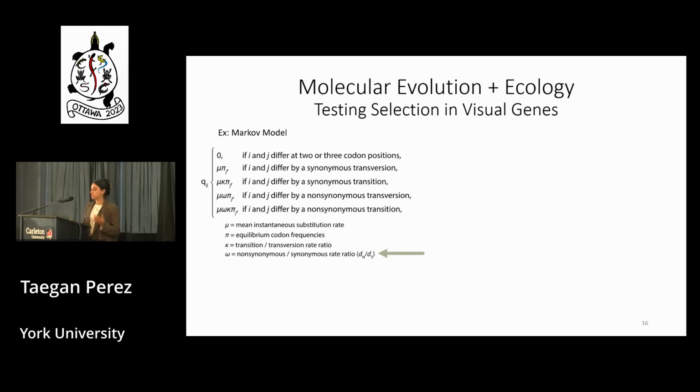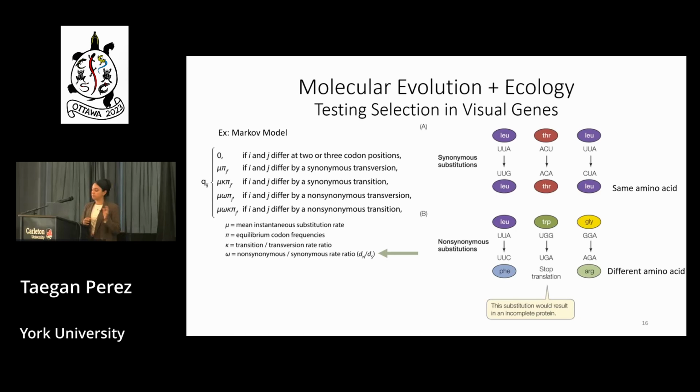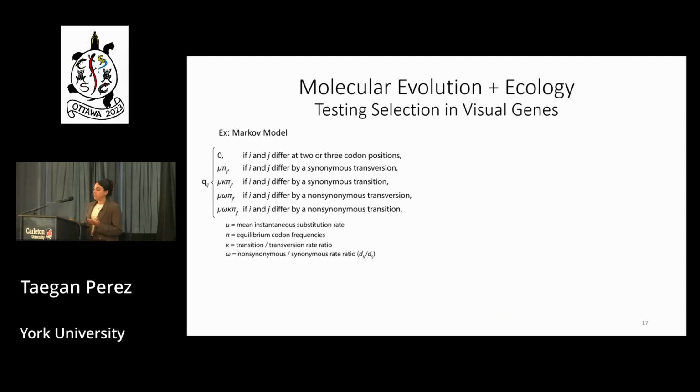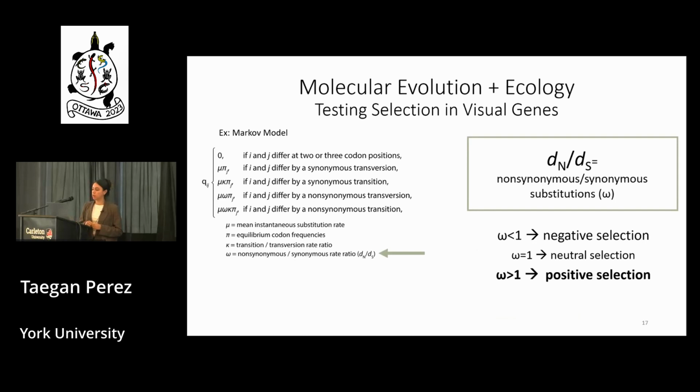In other words, this is also the ratio of changes in a protein coding sequence that result in different amino acids being translated over the changes that result in the same amino acid being translated. And so this rate ratio is a measure of selective constraint, where when that value, which we also call omega, is less than one, this is indicative of negative selection. When it's equal to one, neutral selection. And when it's greater than one, positive selection.